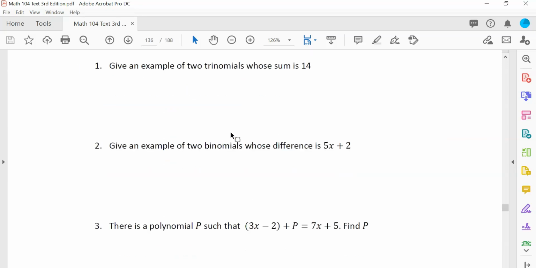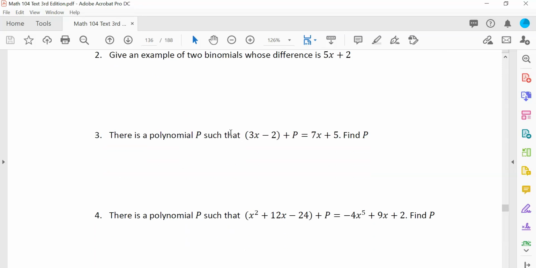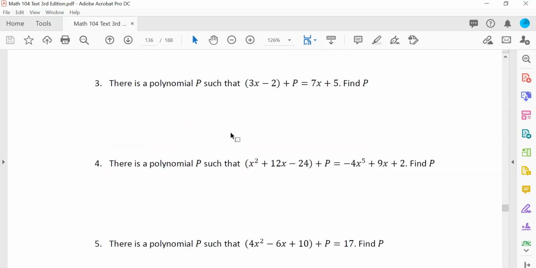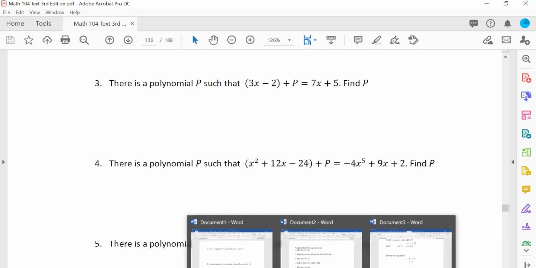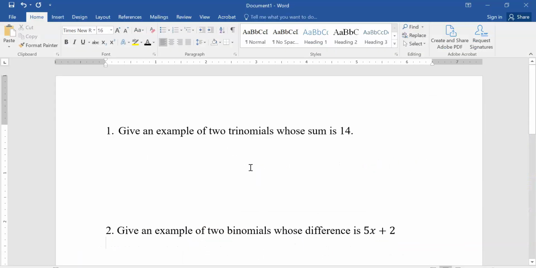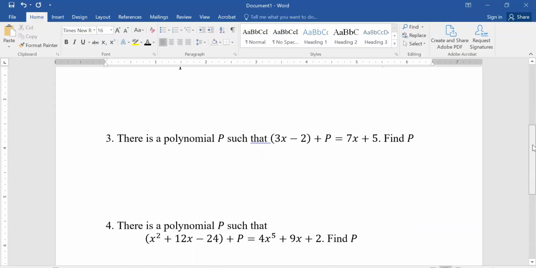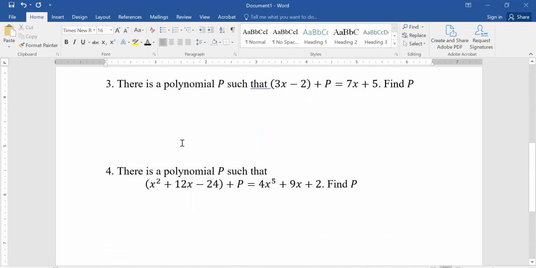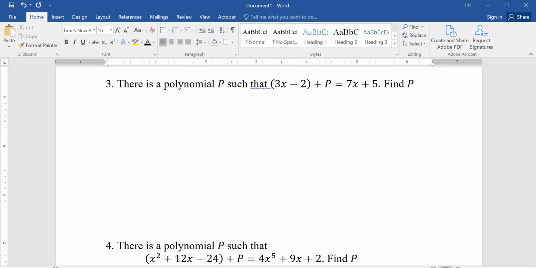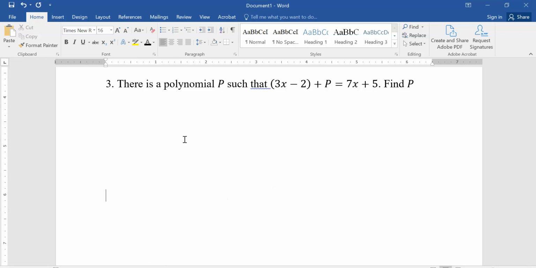Now, I'm going to start with questions 3, 4, and 5 of the instructor-led problems because I think they're a little bit more straightforward. And then we're going to move on to questions 1 and 2 of the instructor-led problems. So let's take a look at problem 3. Let me give myself a little bit more space there on the Word document.